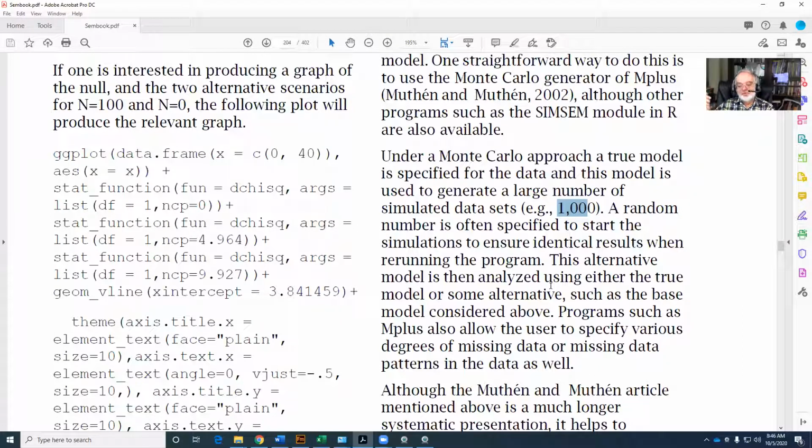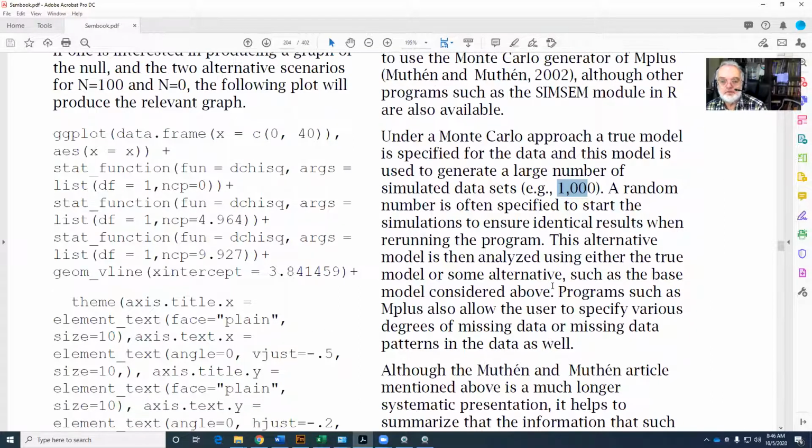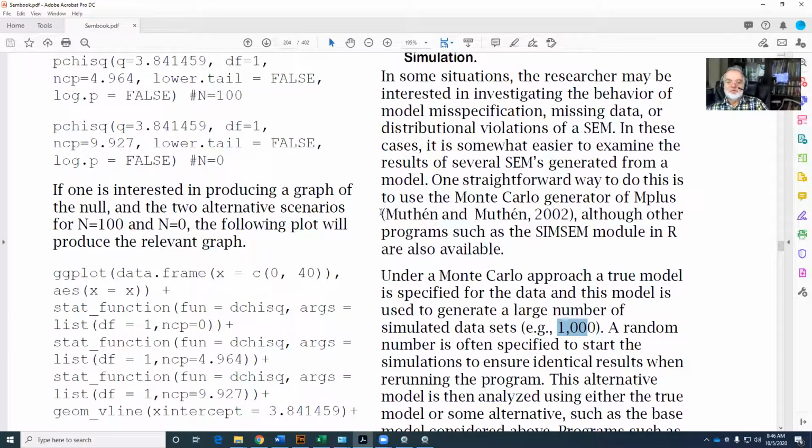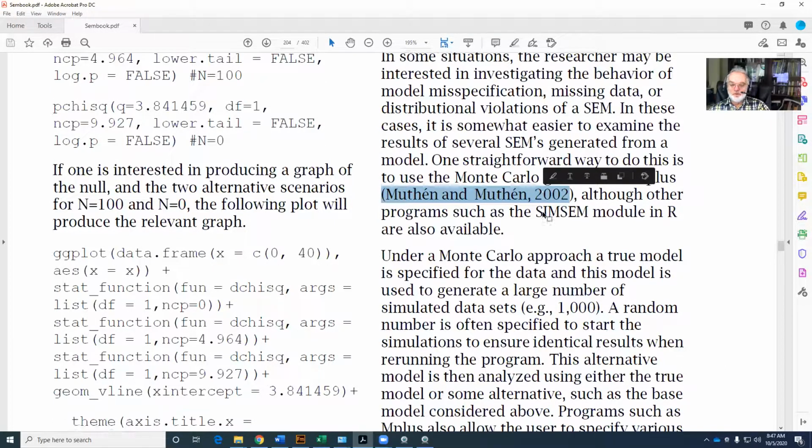You can also fit the base model, a simpler model, and explore how many times that base model resulted in a chi-square that was significant. And I give you, in the reference section, there's a very nice one that walks you through several examples of doing this, from 2002.